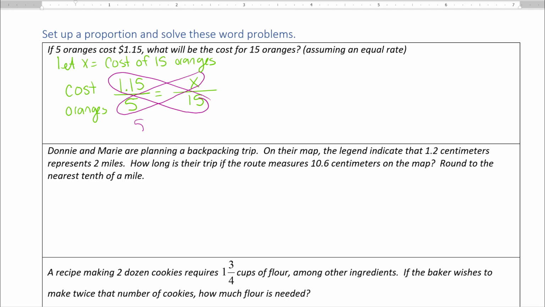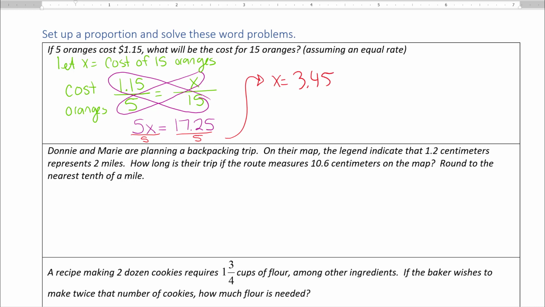So we have 5 times x, which is 5x, equals 1.15 times 15. You want to get out your calculator for this one. So that's 17.25. And then I'm going to come in and divide both sides by 5 to solve for x. And that gets me x equals, take out your calculator, 17.25 divided by 5 is 3.45.